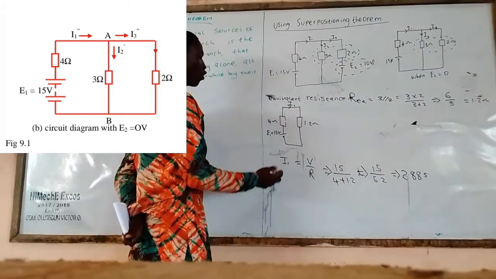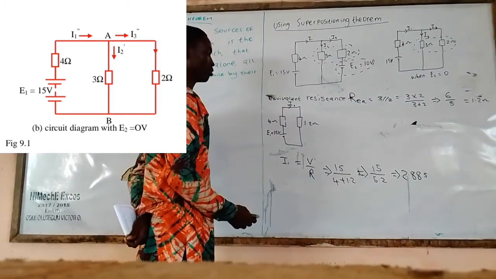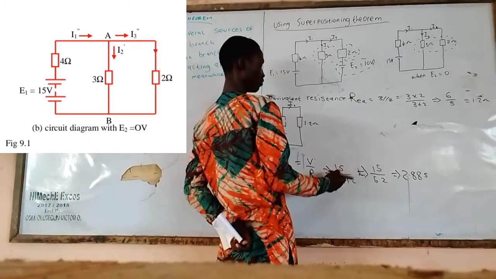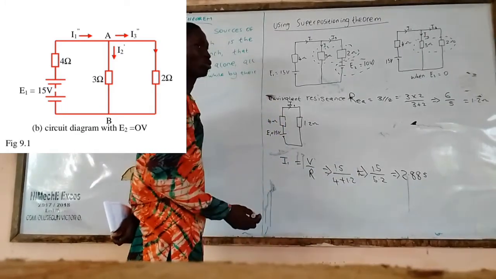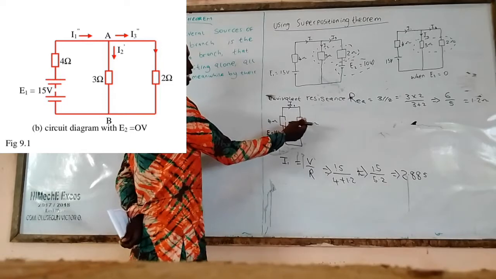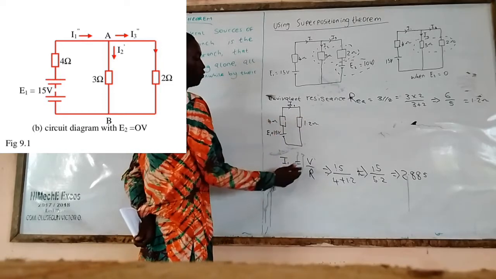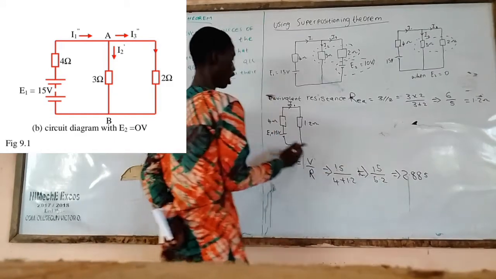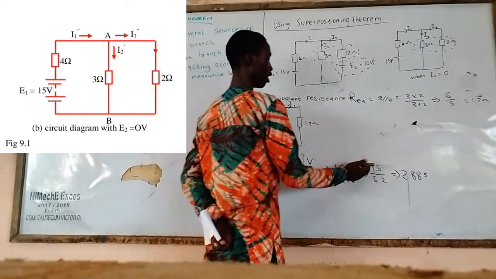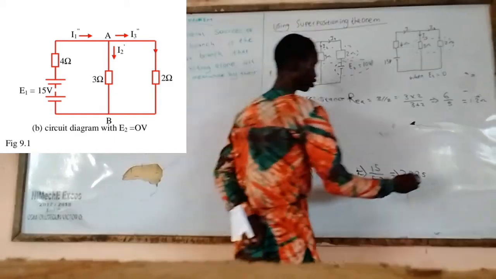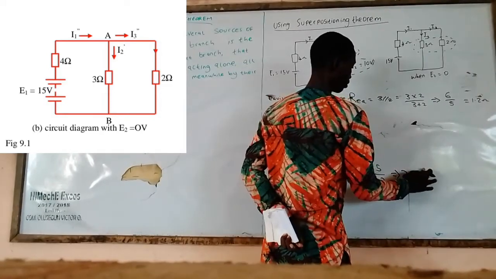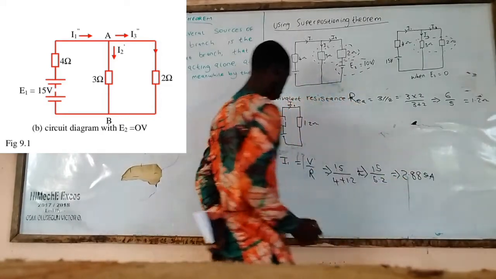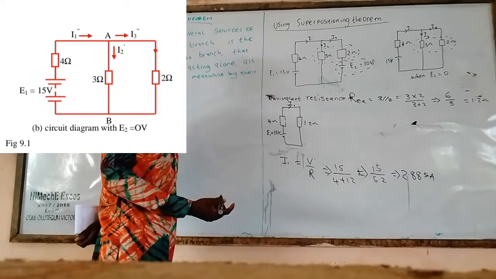So we are looking for our I1, which is 15 divided by 4 plus 1.2. How do we do that? We just add this together as a result: V over R. 1.2 plus 4 is 5.2. Our voltage is 15 volts here. We have 2.85 ampere. So we are looking for our first current.